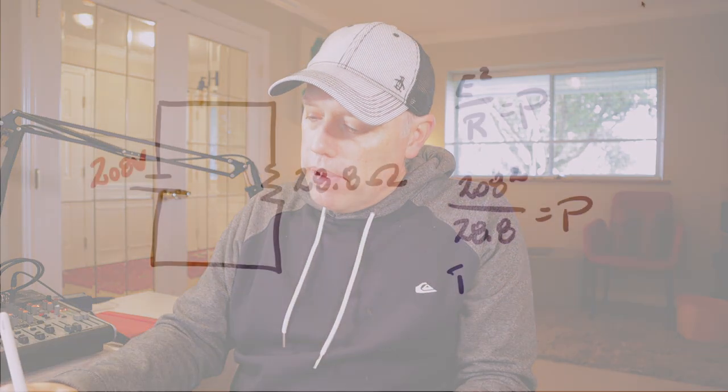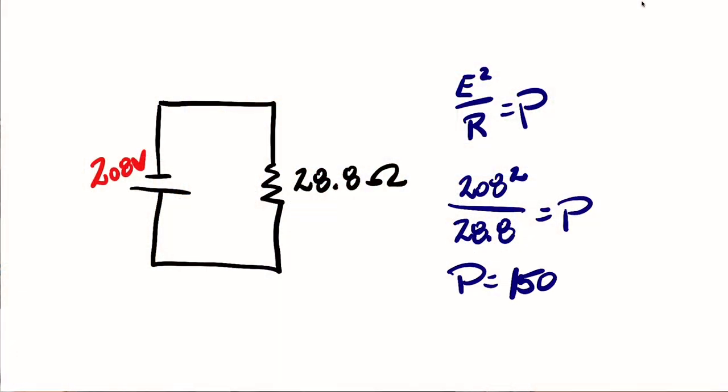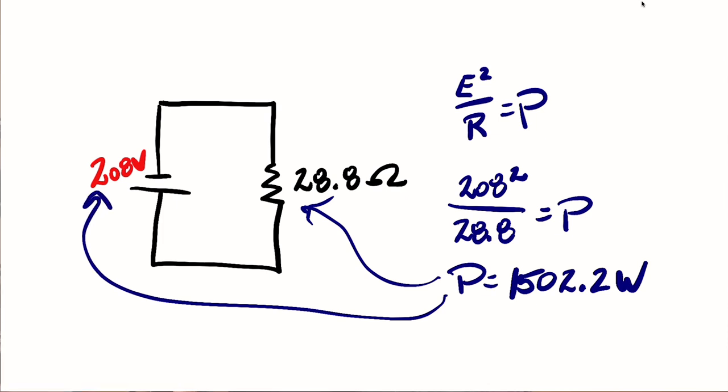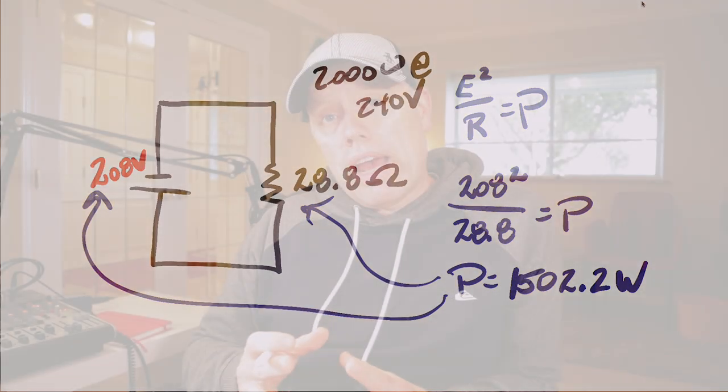In this case, we figure out that 208 squared divided by 28.8 equals, basically, the power in this one is 1502.2 watts. And that is how much power is being dissipated across this resistor when we have it connected to 208 volts. It's not a direct proportion. And you see that that makes a big difference, because this thing was rated at 2000 watts at 240 volts. So we see a big difference there. So again, whenever we see a question like this where they give you a rating, use that rating to work out the resistance, and then use that resistance and plug in the actual voltage that you're using to get the power. It's that easy.